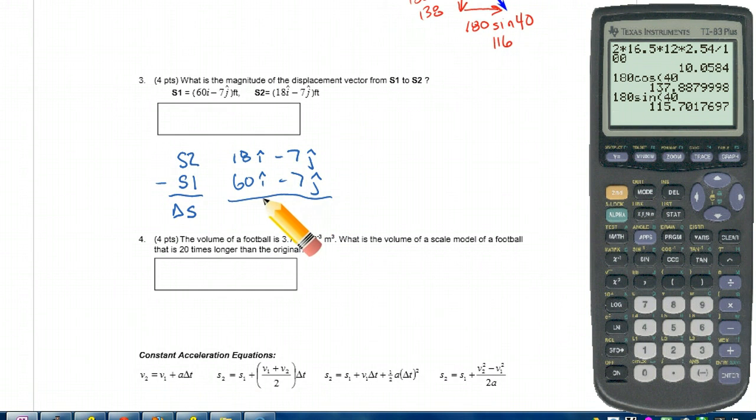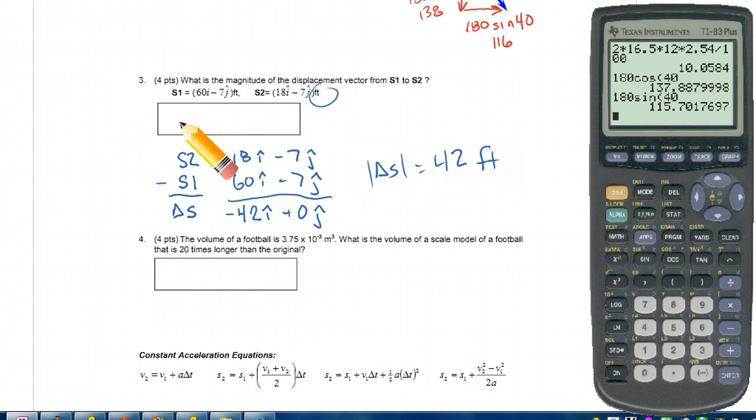You can only work with their magnitudes if they're in the same direction. In this case, we're subtracting. We get minus 42i plus 0j. 7 minus and minus 7. So the magnitude of delta S is just 42, and then units are going to come from there.